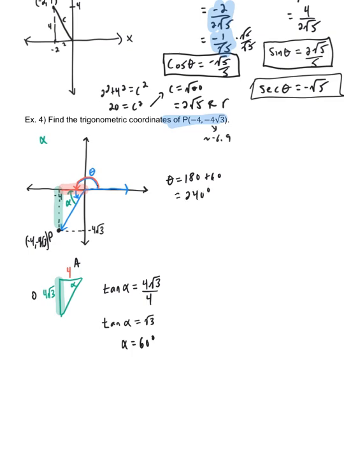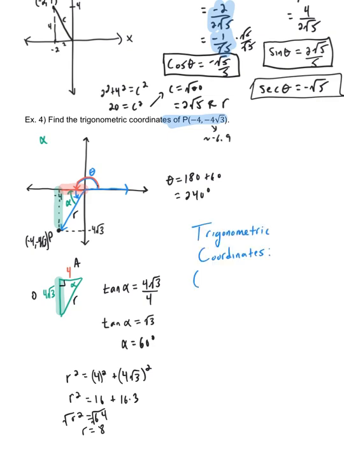And now that we have theta, all we need to do is figure out r, which is that distance from the origin to the point. R will be the hypotenuse of our right triangle that we drew there, so we could use the Pythagorean theorem to solve. And so when we solve out, we get that r value is equal to 8. And so we're good to go. So our trig coordinates are r cosine theta, so 8 cosine 240, and 8 sine of 240.